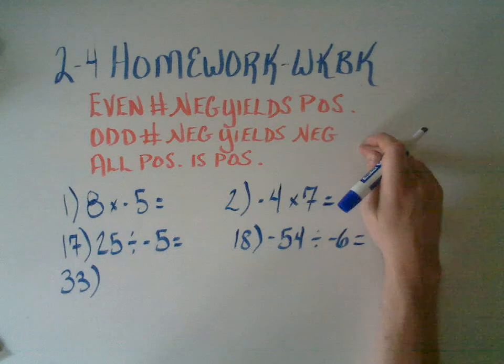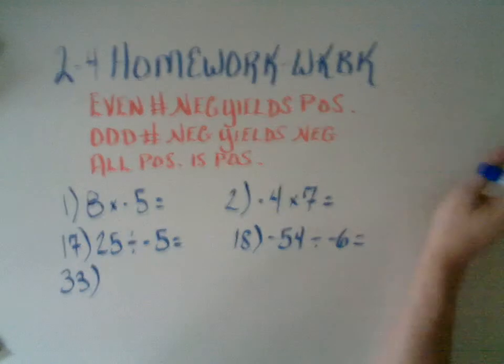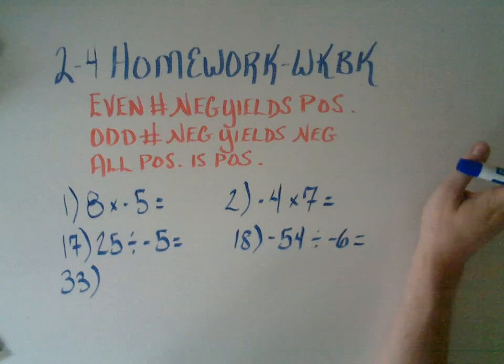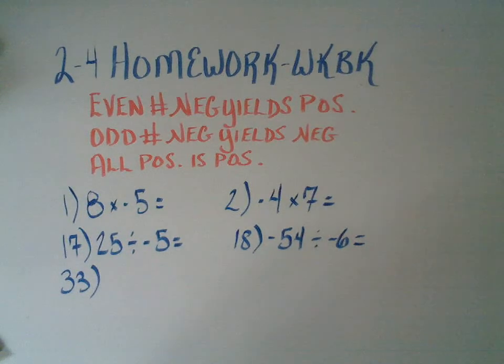If you have an odd number of negatives, that's going to yield a negative result. So if you have 1 negative number, or 3 negative numbers, or 5 negative numbers, you're going to get a negative out of that when you're done. And of course, if it's all positive, it's what you've done forever. It's going to be a positive answer.